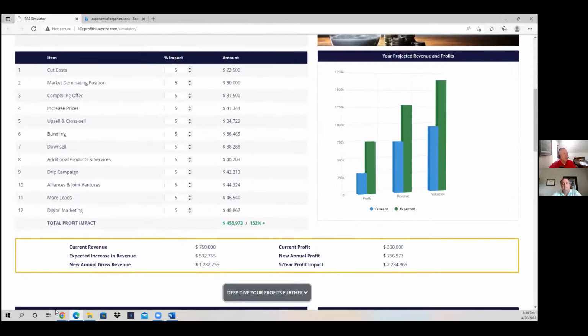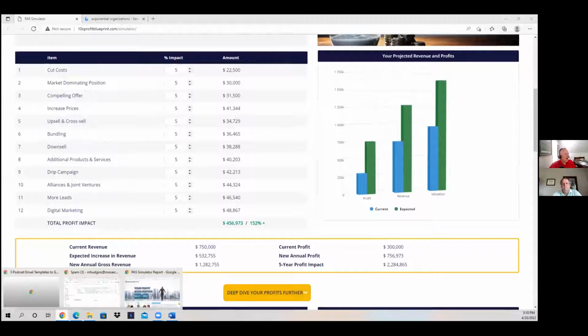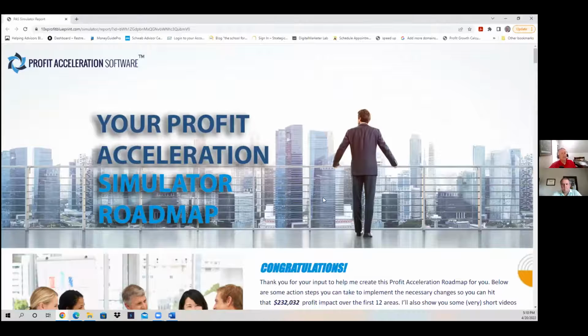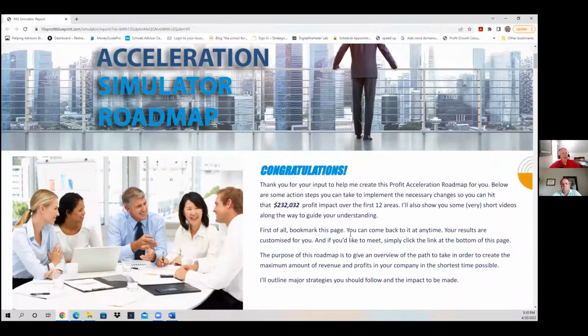simulator looks like. Now we're just going to go over the 12 things, but a roadmap of, hey, how do we get there, right? So once you go through this profit acceleration simulator and you go through those 12 areas, you can go through all 40 if you want. You could get a customized, personalized roadmap. And so the idea was the roadmap says, hey, look, this was a different example, but there's $232,000 in profit that we can help you capture over these 12 areas. The purpose of this roadmap is to give you an overview of the path that it takes to get there.